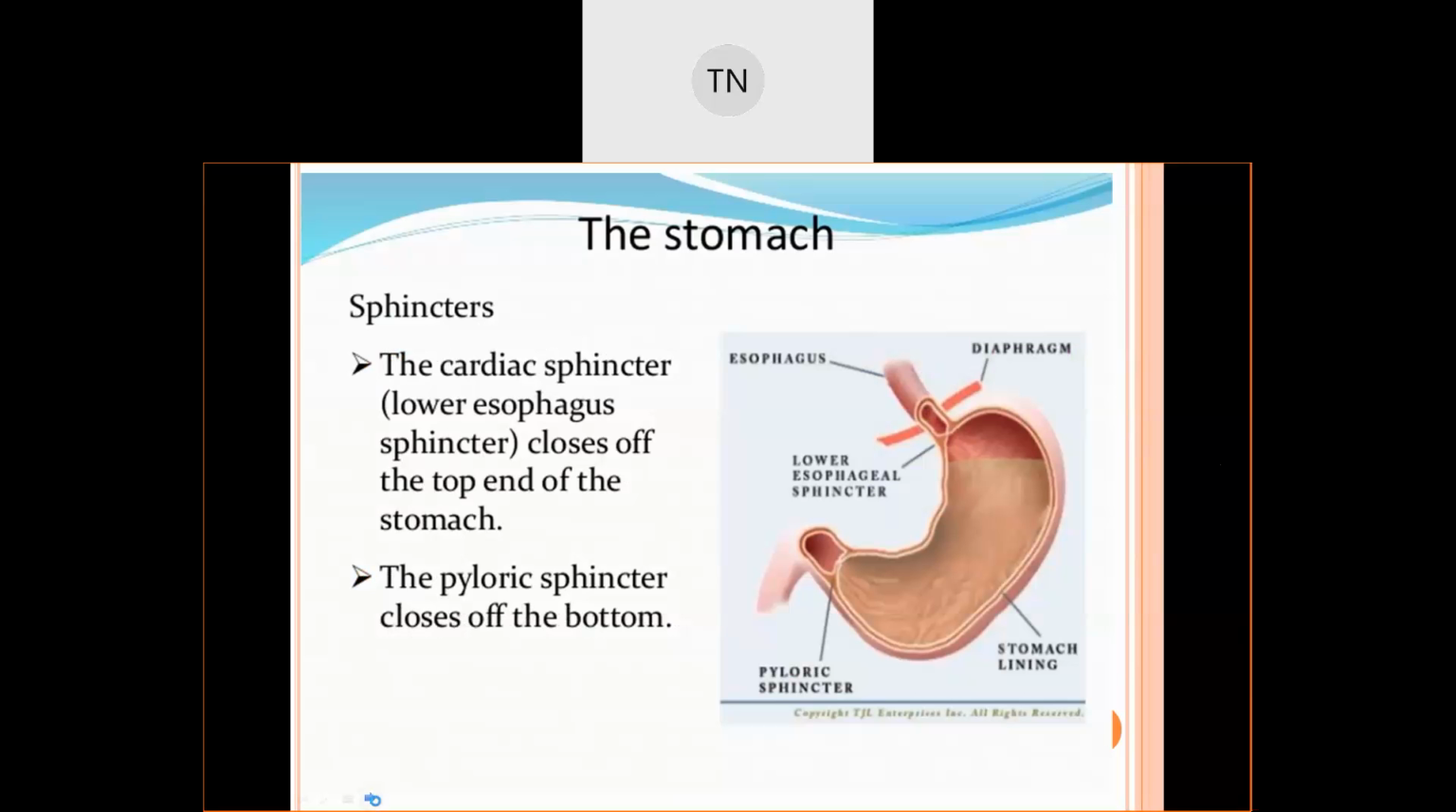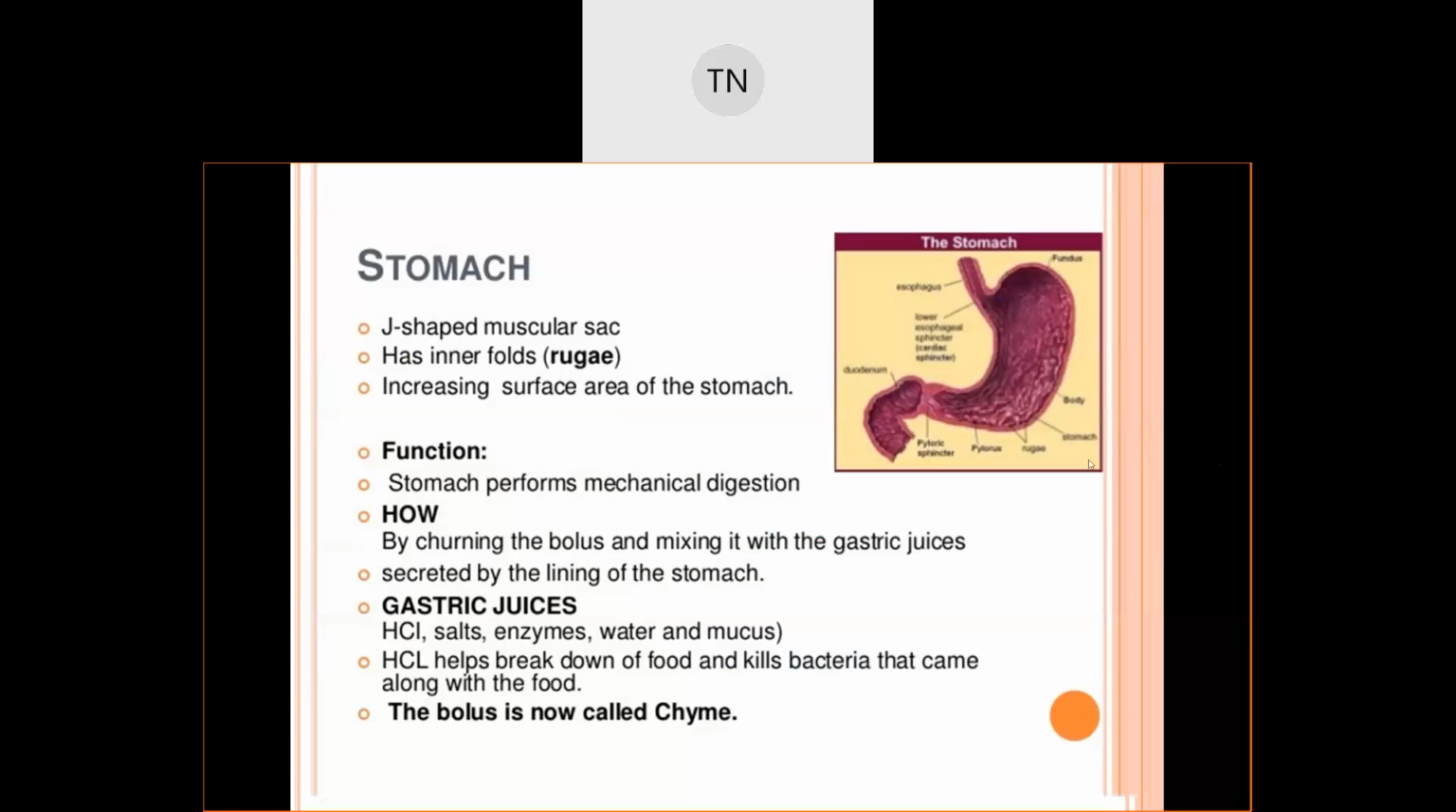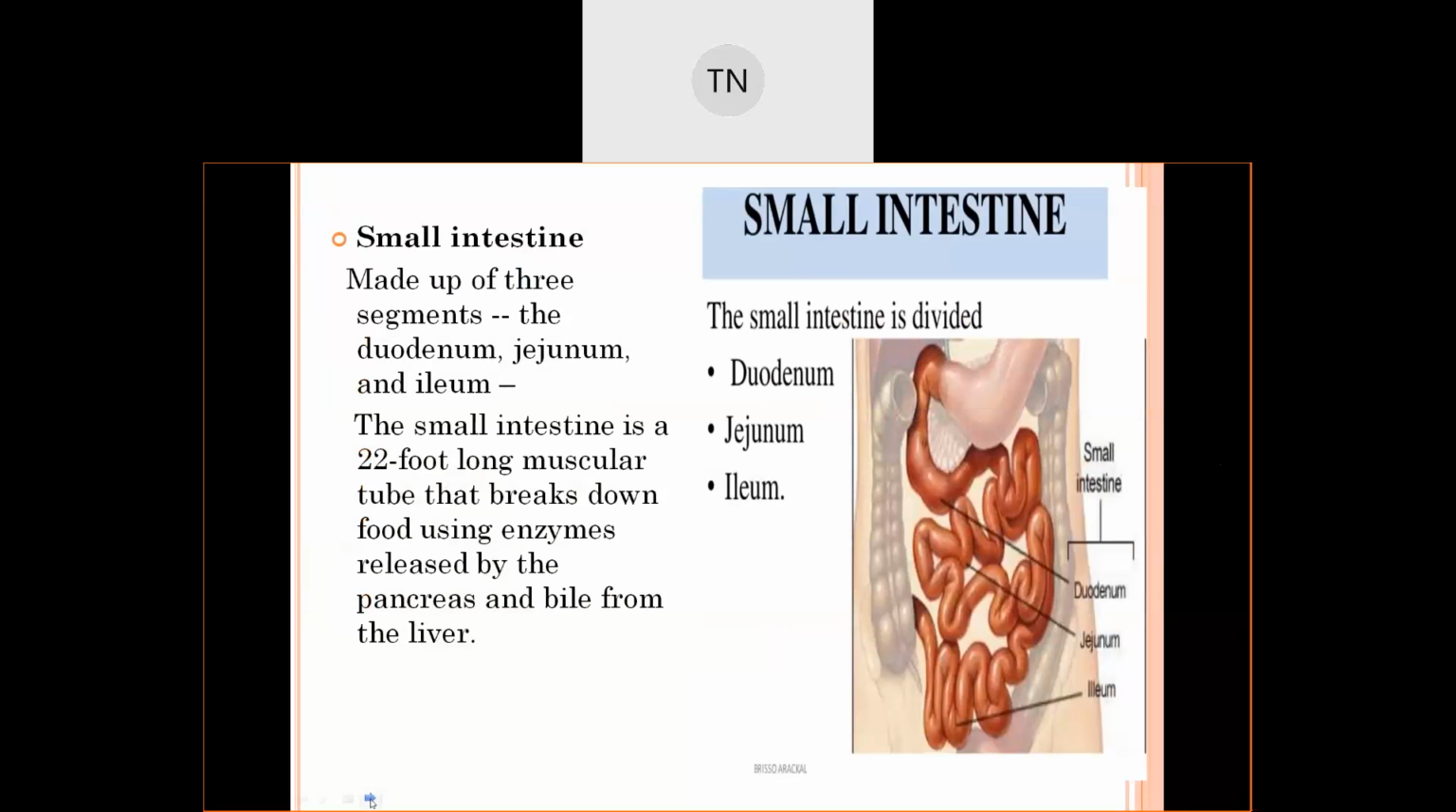You say whatever you have understood here. Okay, ma'am. Stomach is J-shaped and it has inner folds inside, which increase the surface area, and the function: stomach performs mechanical digestion.